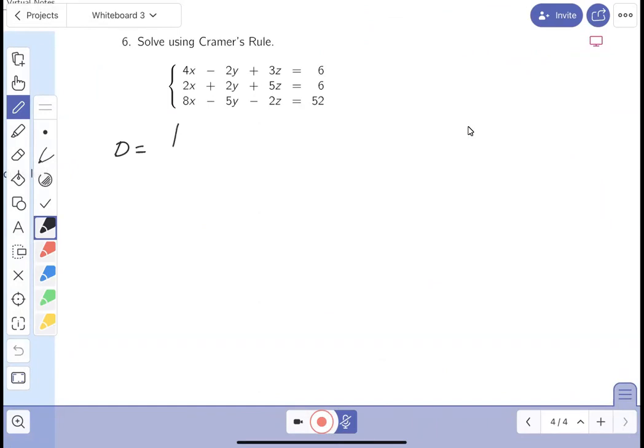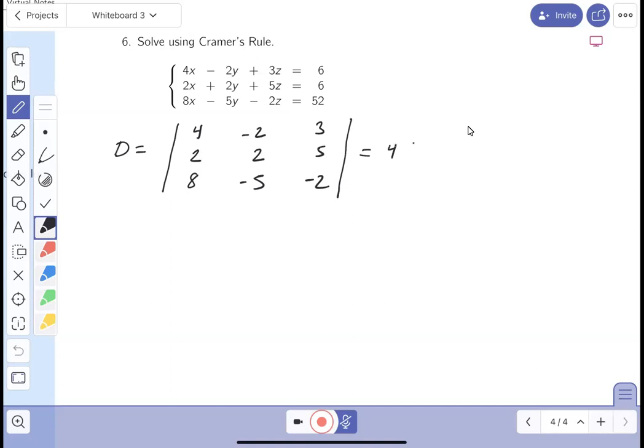D is going to be all over the place. 4, 2, 8, minus 2, 2, minus 5, 3, 5, minus 2. And I'm going to do that now. I'm getting better at determinants.